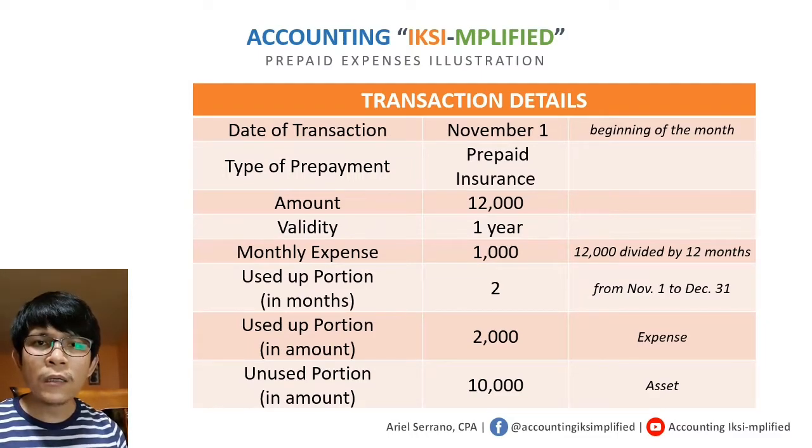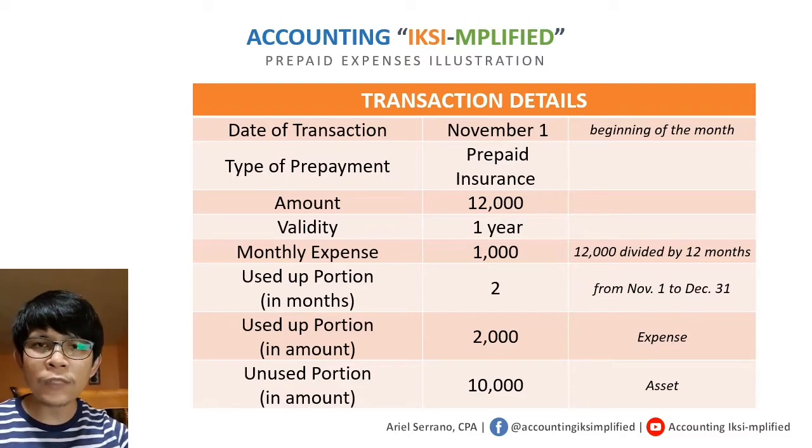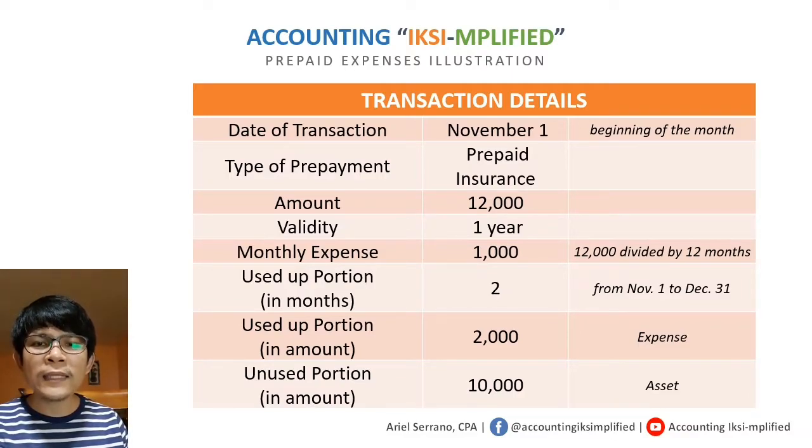So the same with our office supplies, 12,000 divided by 12, you have 1,000 per month. And since it started in November, through December, we have 2 months of expense. Thus, the used up portion in amount is 2,000. The difference of this from 12,000 is 10,000. This is our asset account that remains and is retained on the balance sheet. So that's how we compute the expense account and the remaining balance, the asset account.